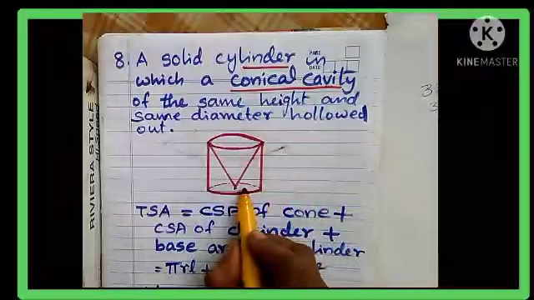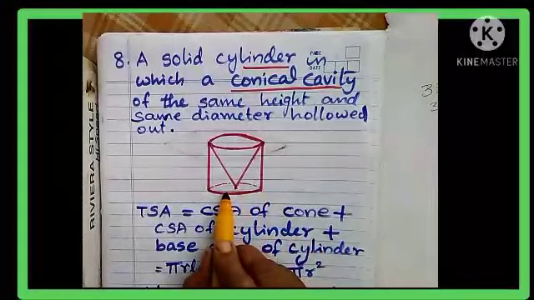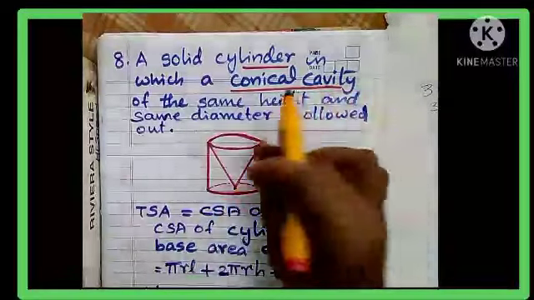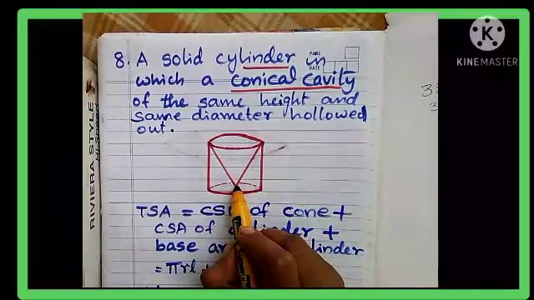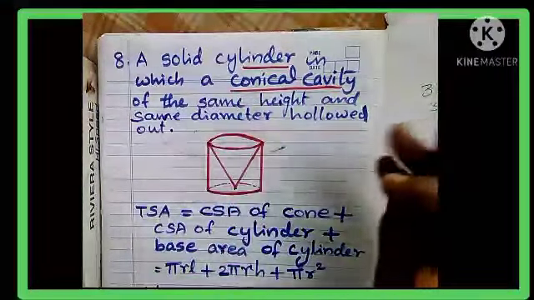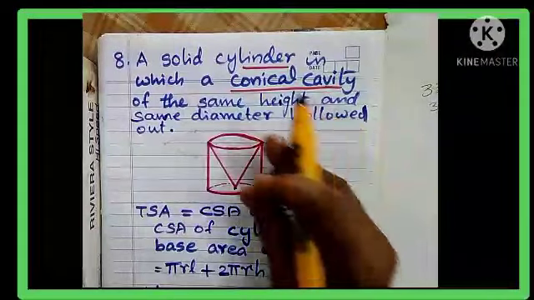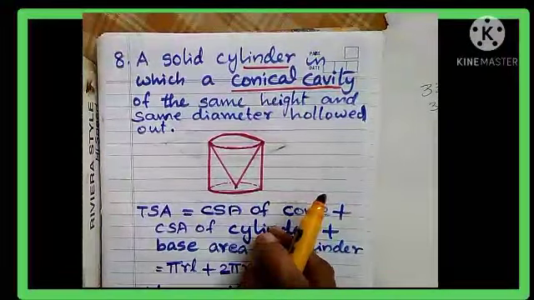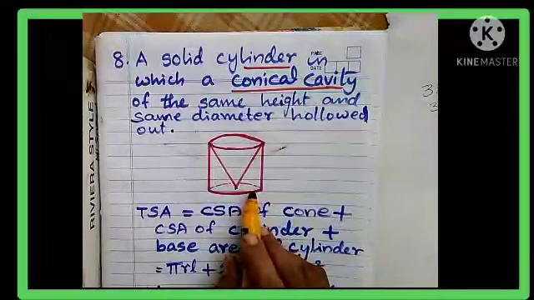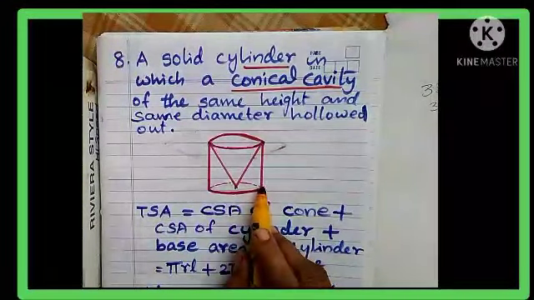A solid cylinder is here. Suppose it's a wooden cylinder. We are taking a cone having the same diameter and having the same height. We are carving out. Conical cavity is there, no? So this portion we are taking out. Can you say the total surface area of the solid? How much area we need to paint?